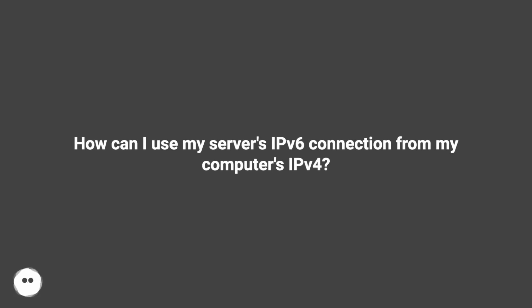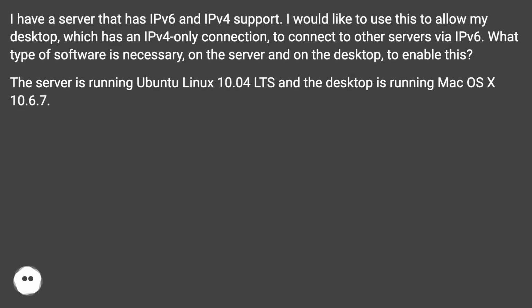How can I use my server's IPv6 connection from my computer's IPv4? I have a server that has IPv6 and IPv4 support. I would like to use this to allow my desktop, which has an IPv4-only connection, to connect to other servers via IPv6. What type of software is necessary on the server and on the desktop to enable this?